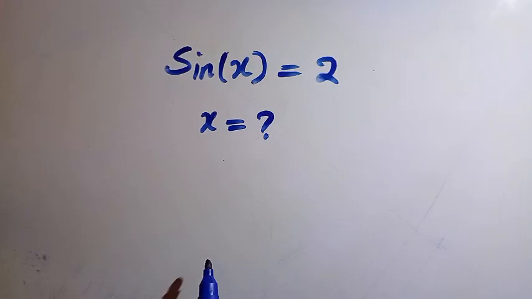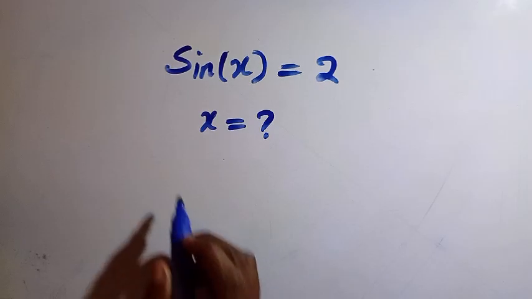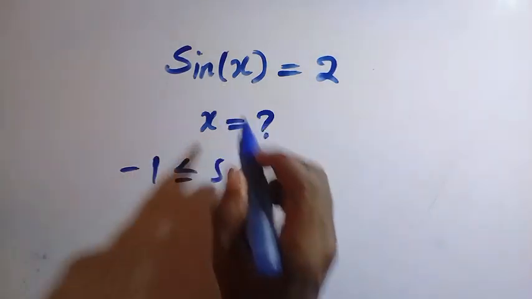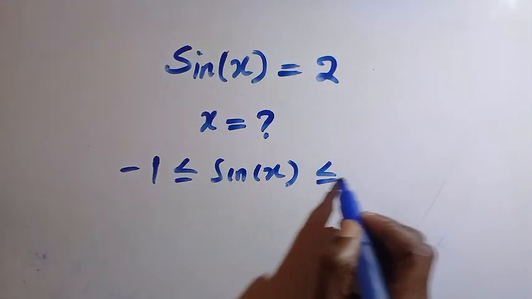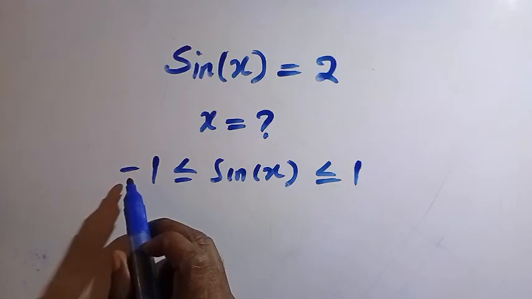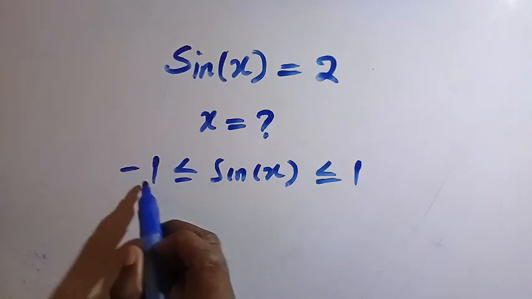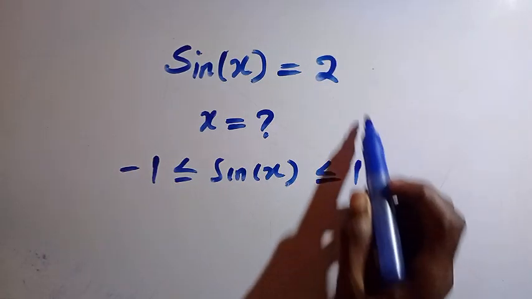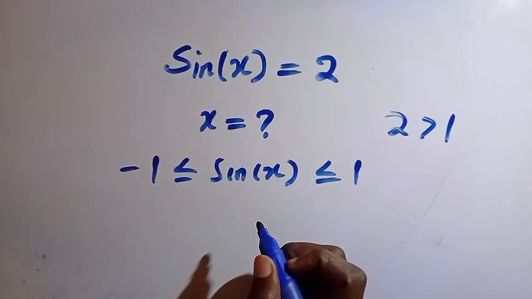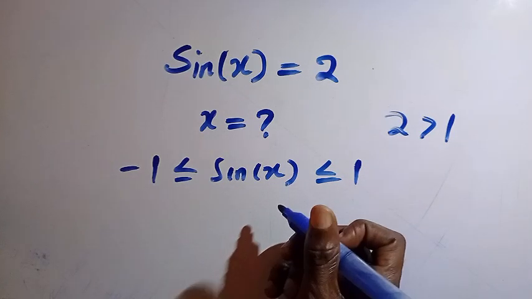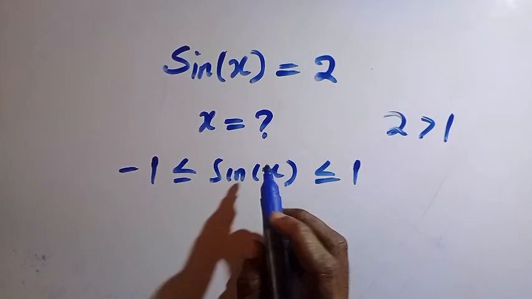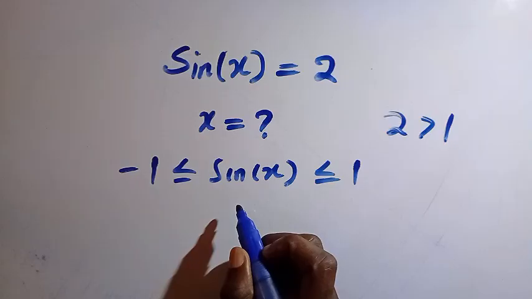For every sine and cosine, the range is between -1 and 1, so let's say -1 is less than or equal to sin x, which is also less than or equal to 1. The value must not be above this range of -1 to 1. But since the 2 that we have here is greater than 1, there is no real solution. Now, how do we solve this? Very simple. If there is no real solution, it means there is possibly a complex solution.